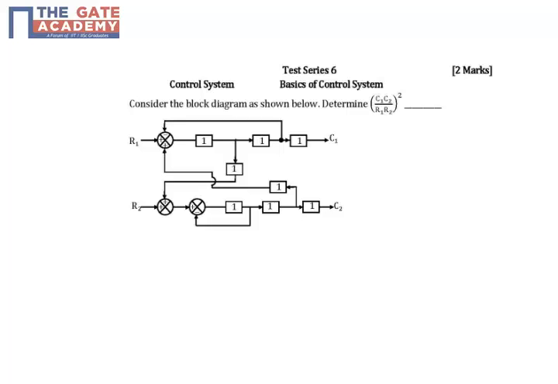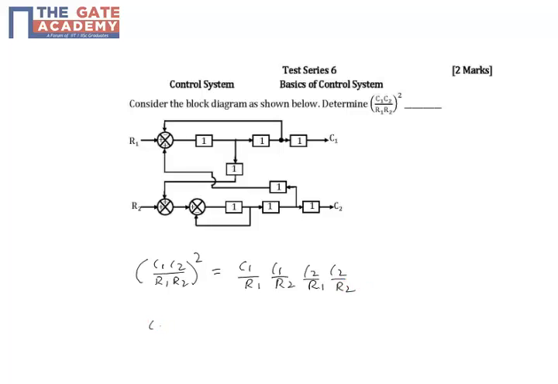In this question, we have to determine (C1 C2 by R1 R2) whole squared, where C1 and C2 are the two outputs of the system, and R1 and R2 are the inputs of the system. Now, (C1 C2 by R1 R2) whole squared can be written as C1 by R1 into C1 by R2 into C2 by R1 into C2 by R2.